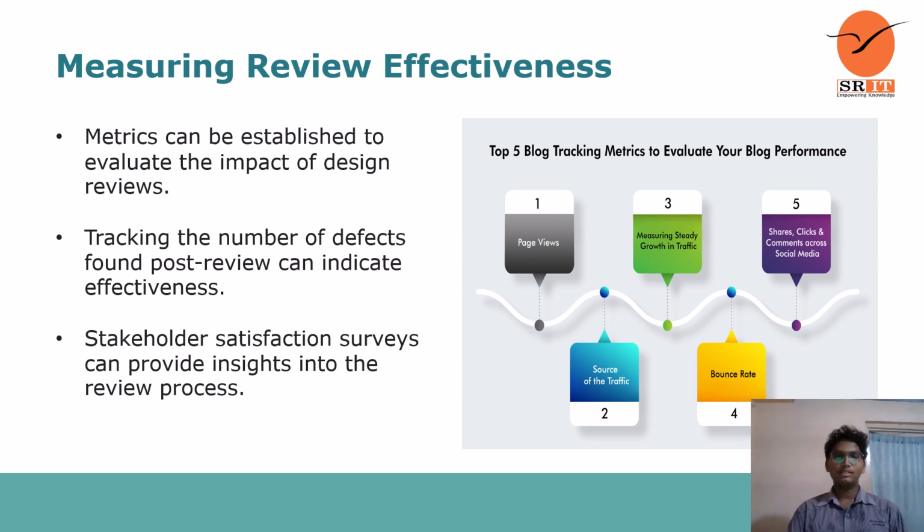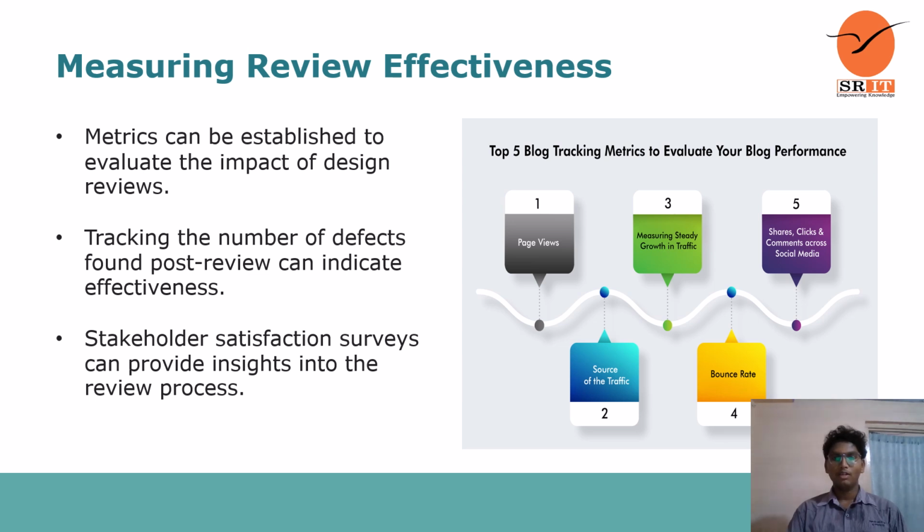There are some metrics which are used in measuring review effectiveness. Metrics can be established to evaluate the impact of design reviews. Tracking the number of defects found post review can indicate effectiveness. Stakeholder satisfaction surveys can provide insights into the review process. We can see in the image top 5 blog tracking metrics to evaluate your blog performance.